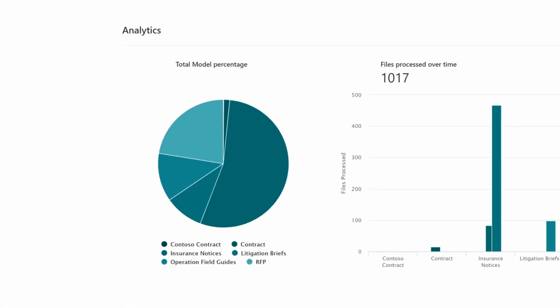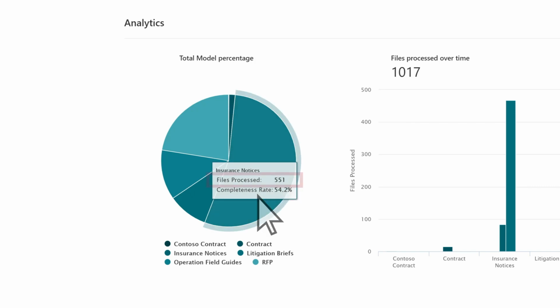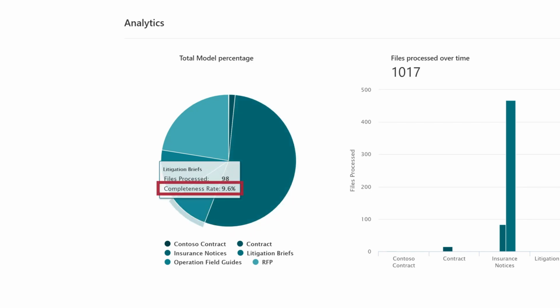The total model percentage pie chart shows you the number of files being processed per model in comparison to other models. This chart also shows each model's completeness rate, which is the percentage of files that were successfully processed. Low values can indicate problems with the model's efficiency or with the uploading and analysis of files.